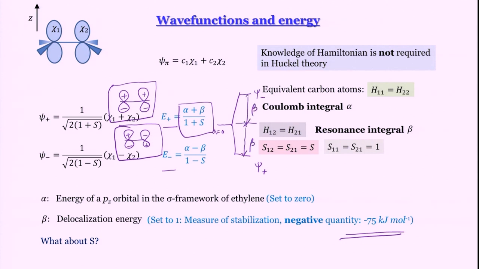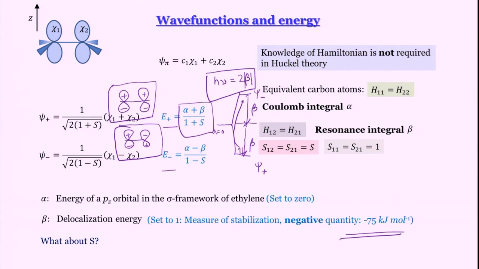And that brings us to the question, how do we know it is minus 75 kilojoule per mole? Well, see how many pi electrons are there in ethylene? There are 2, right? Where will they reside? They will reside here. If you can bring about a pi to pi star transition, you can see what energy is absorbed. The energy of that photon, h nu, is going to be basically 2 beta. And you can find out, well, 2 mod beta is what I want to write. From there you can find out what beta is.